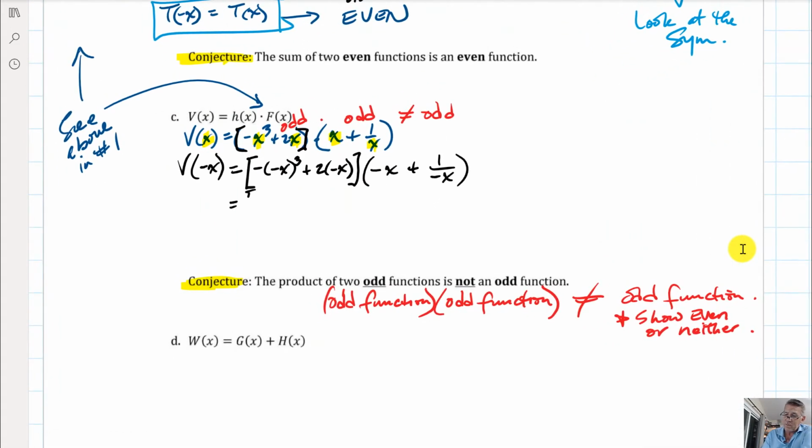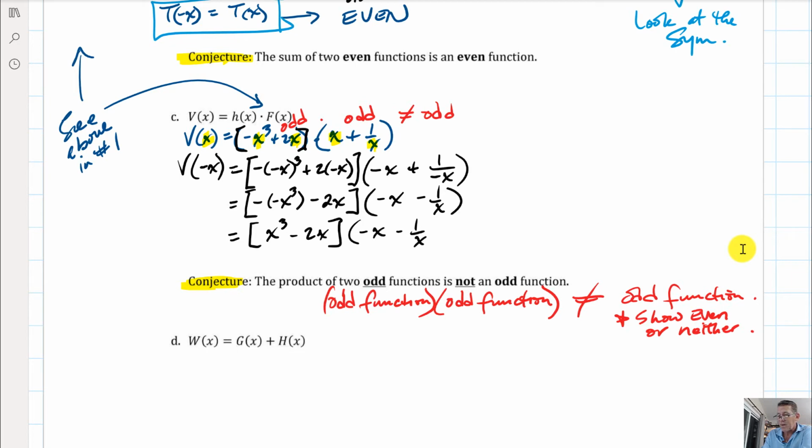So negative x to the third power is just negative x cubed. 2 times negative x is just negative 2x. So I simplified that part. Times negative x and then minus 1 over x. I'm just going to bring out the negative. You can use round parentheses or square brackets; it doesn't matter. Now, a negative of a negative is positive, so we just get x cubed minus 2x. And the other one, you don't have to do anything because it's already simplified.